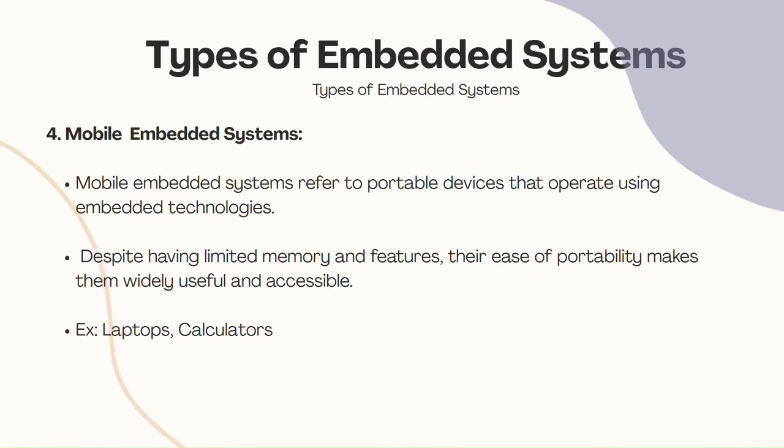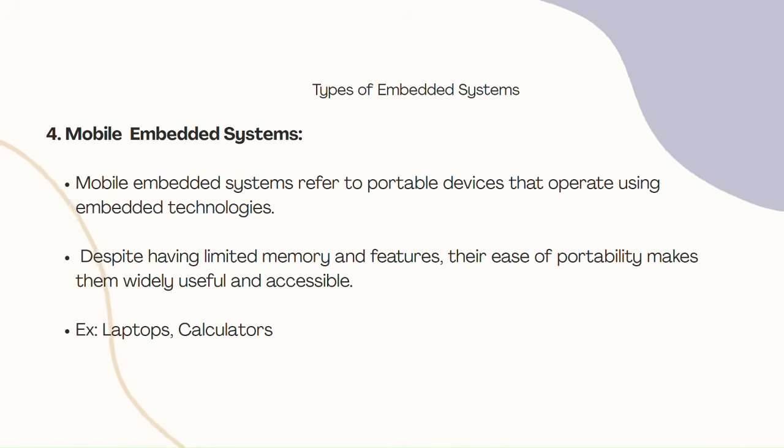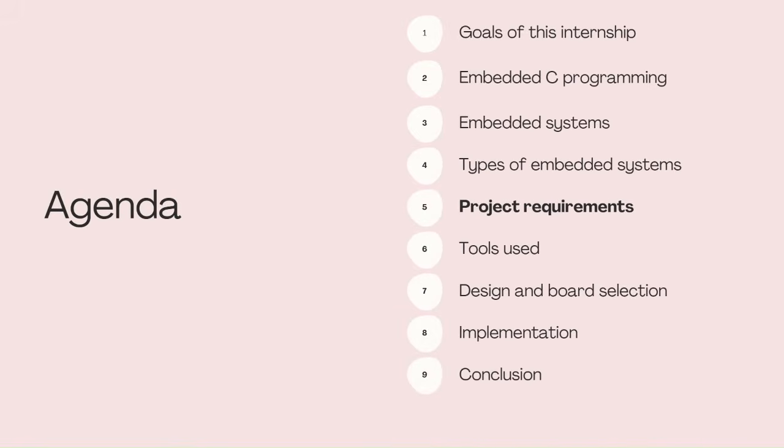The last type is mobile embedded systems. Mobile embedded systems refers to portable devices that operate using embedded technologies. Despite having limited memory and features, their ease of portability makes them widely useful and accessible. Example, laptops and calculators. So now let's look into the project requirements.